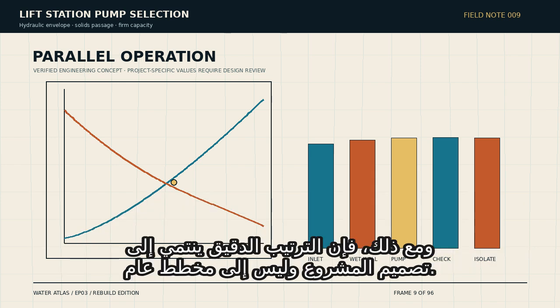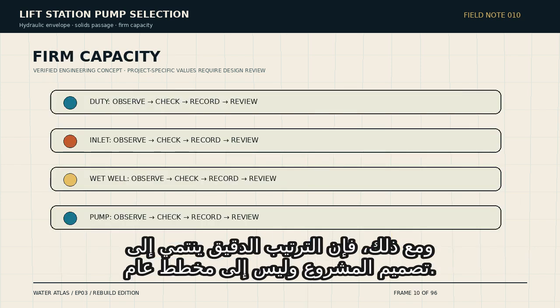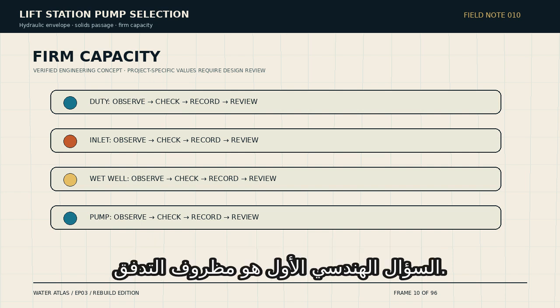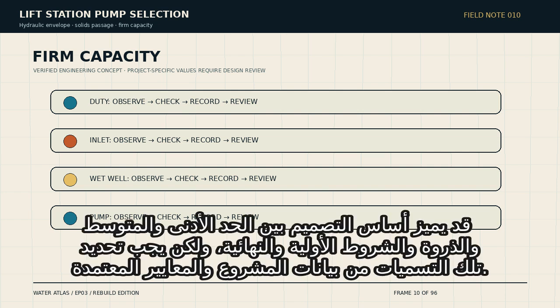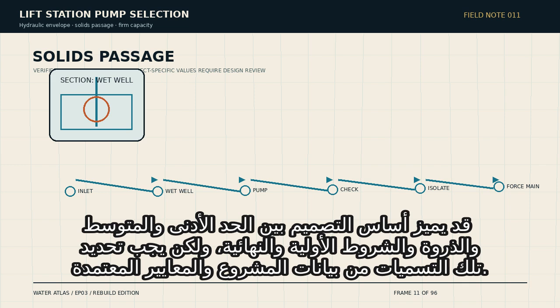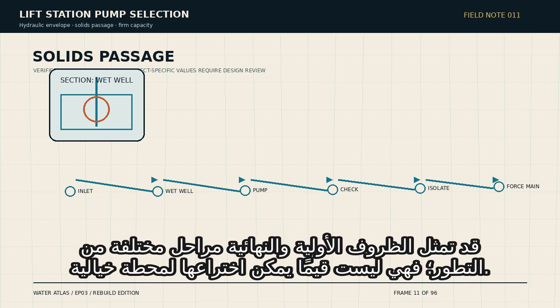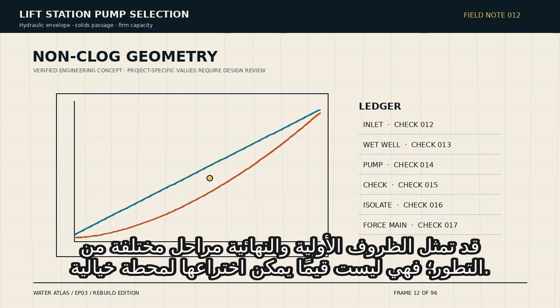The first engineering question is the flow envelope. Flow is not one universal number. The design basis may distinguish minimum, average, peak, initial, and ultimate conditions, but those labels must be defined from project data and adopted criteria. Initial and ultimate conditions may represent different stages of development. They are not values that can be invented for a fictional station.